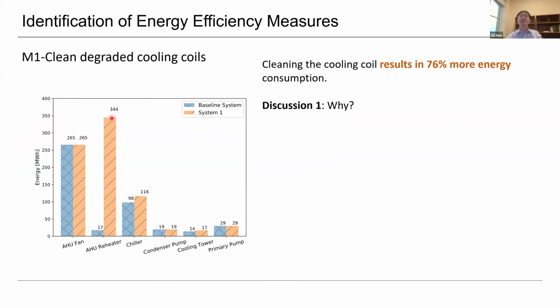And these are the simulation results. The blue color is the baseline without doing anything, and the yellow color is the retrofit by cleaning the degraded cooling coil. What we found is very interesting actually. It resulted in 76% more energy consumption. Okay, not any energy savings, but more energy consumption. And then we thought about it.